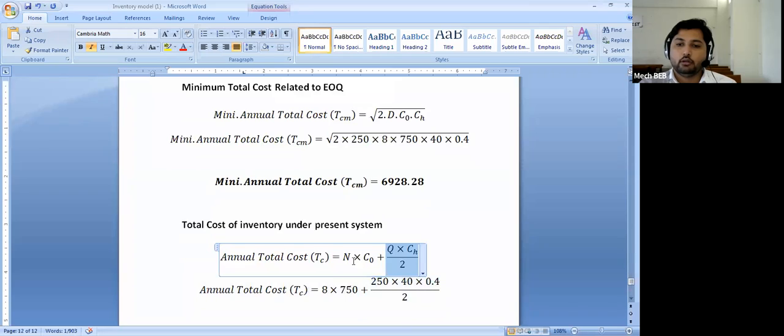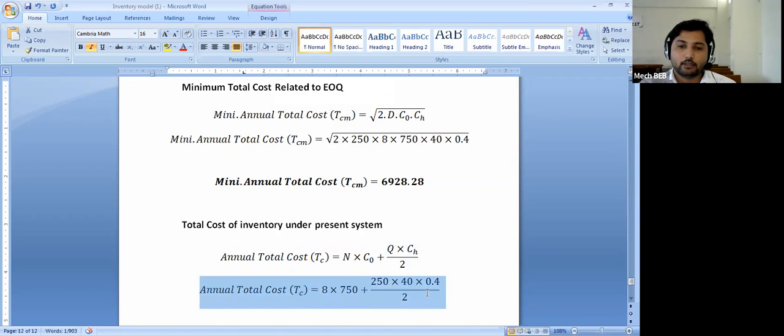So N is known, C naught is known, Q is also provided for the present situation. CH is given, but it is in the form of CP multiplied by I. So just put in the values. The annual total cost, that is nothing but T suffix C, will be considered for the present situation without scientific inventory management.